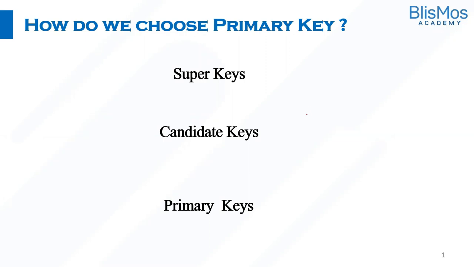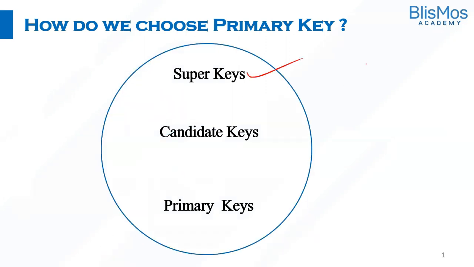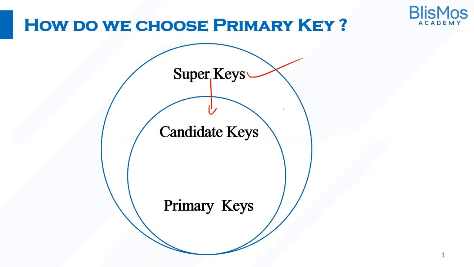We already understood how do we choose the primary key in our previous videos. Let us summarize that now. When we have any table, we'll identify the super keys first. From that, we'll identify the candidate keys. From that, we'll identify the primary keys.